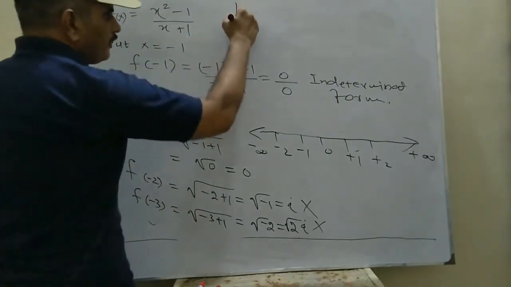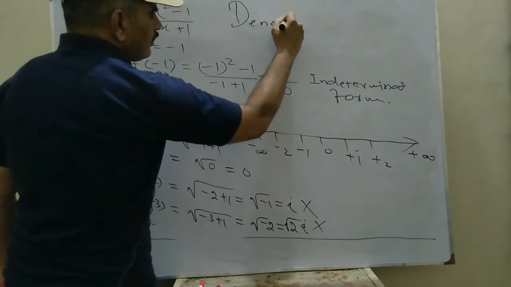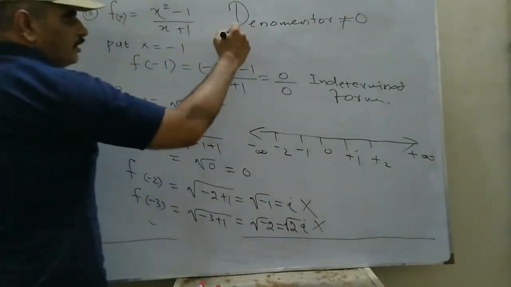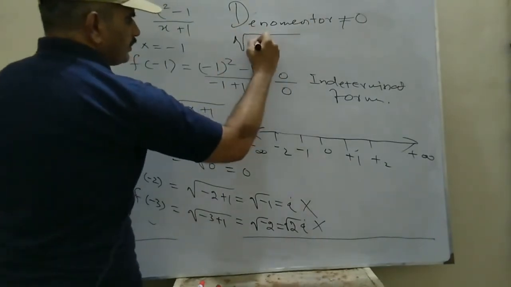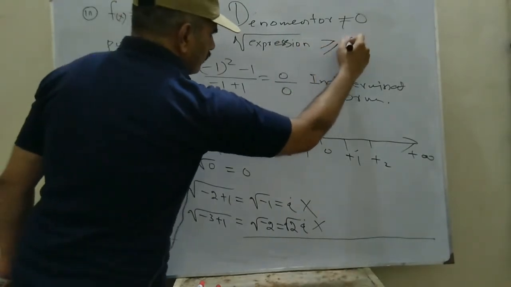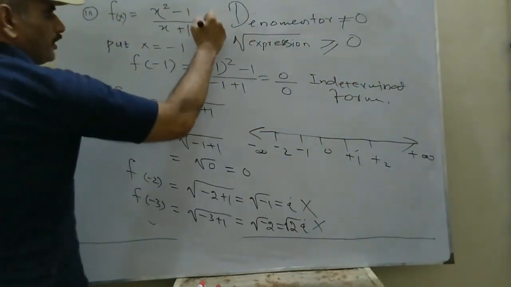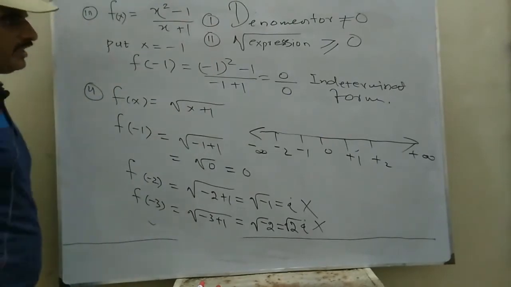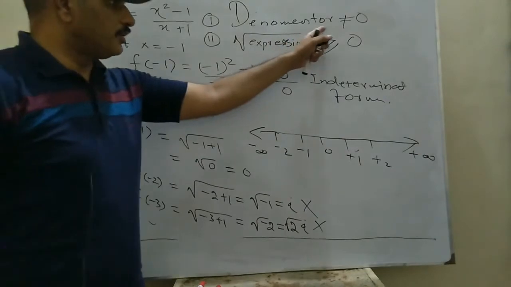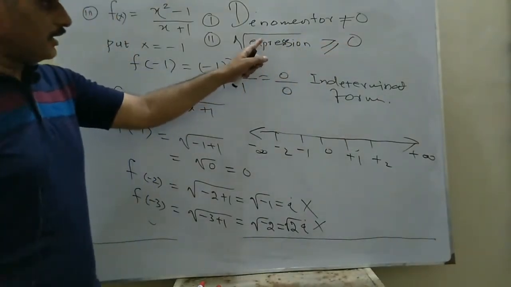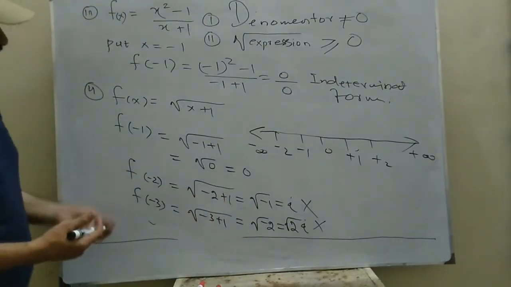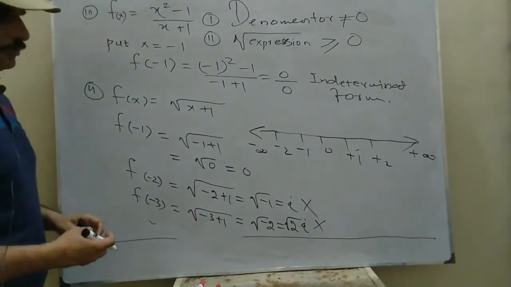Number one, the denominator should not equal 0, and number two, the expression under the radical sign should be greater than or equal to 0. These two points you should keep in mind when you are dealing with domain and range: the denominator of the function should not equal 0 and the radicand should be greater than or equal to 0. By using these basic things, we solve a few questions.